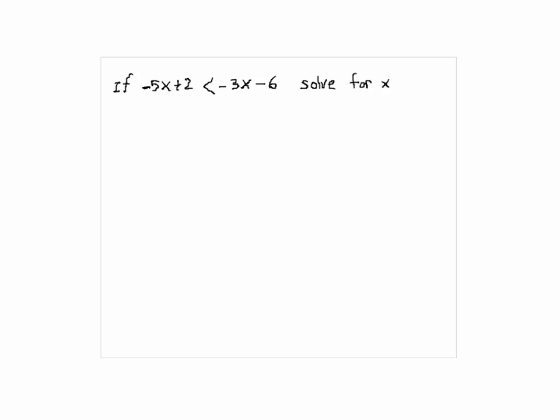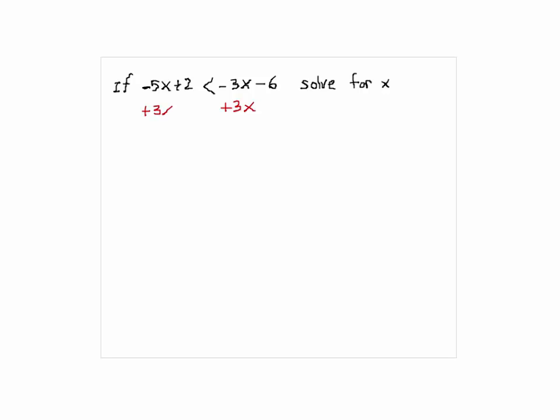If minus 5x plus 2 is less than minus 3x minus 6, solve for x. What do we do first? What's the first step? I would add 3x to 5x. Okay, let's do that. So you add 3x to both sides of the equation. Is that what you want to do?